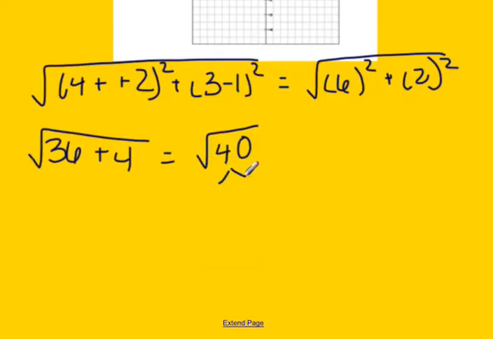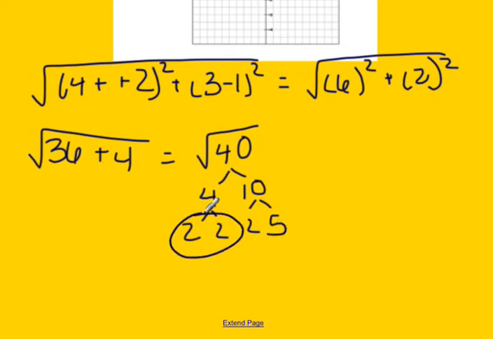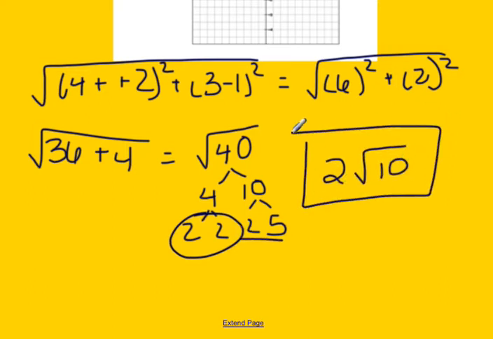So now I need to break that down. So 40 can be broken down to 4 and 10. 4 I can break down to 2 and 2, and 10 I can break down to 2 and 5. So I notice that I have a pair of 2's that I can take out, and left underneath the radical is 2 times 5, which is 10. So 2 square root of 10 is our answer for number 10.